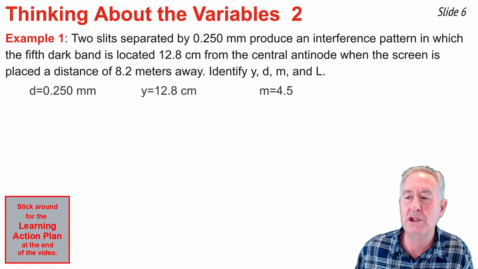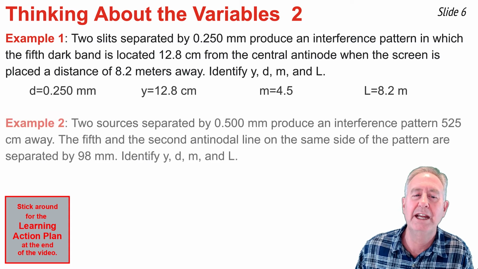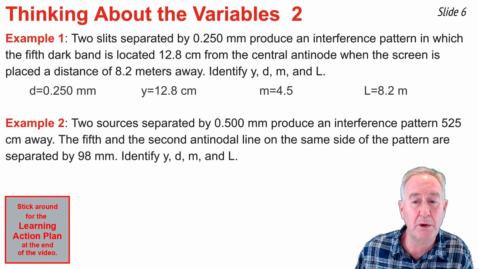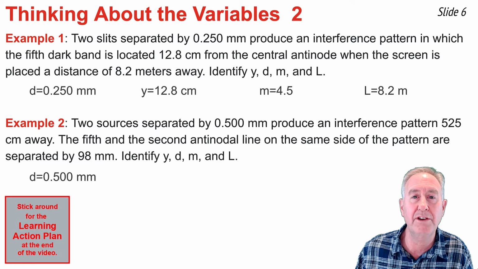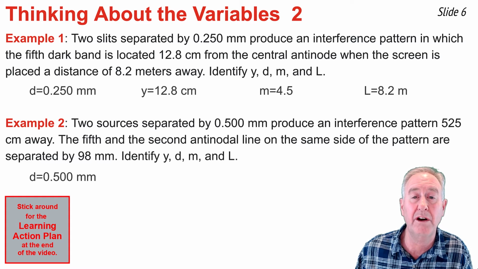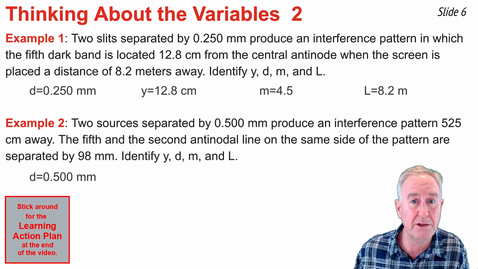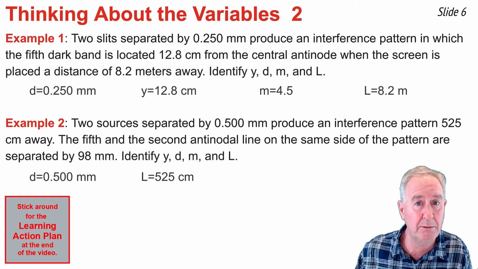And it says when the screen is placed 8.2 meters away from the slits, so L is 8.2 meters. Now in our second example, 2 sources are separated by 0.500 millimeters. That's the distance between slits or sources. That's the D value. Produces an interference pattern 525 centimeters away. That 525 centimeters is how far the screen is from the sources. That's L. The 5th and the 2nd antinodal line on the same side of the pattern are separated by 98 millimeters. So the 98 millimeters is Y.